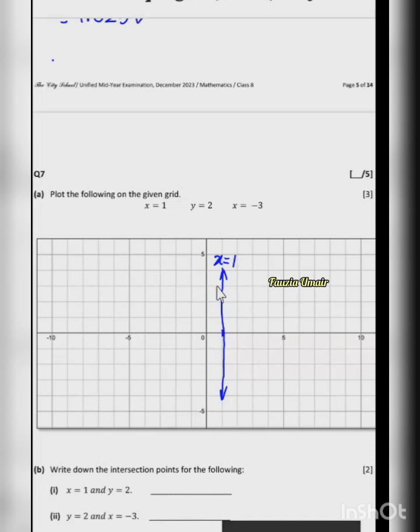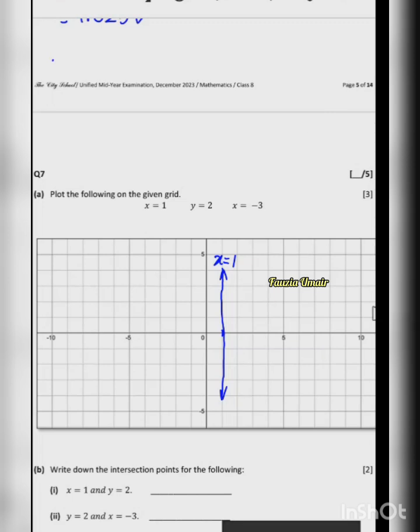So beta, are you clear about this? X is equal to 1 is a straight line parallel to the y-axis. Ma'am, the period is over. So beta, I will take 5 minutes because most of the students joined late. Let's just discuss and complete this question. All right, let's complete question number 7.